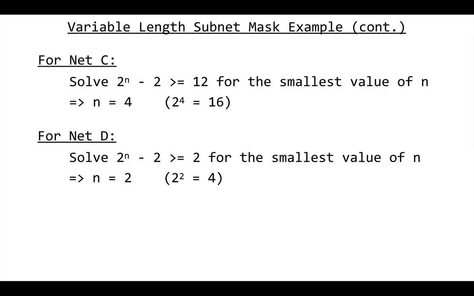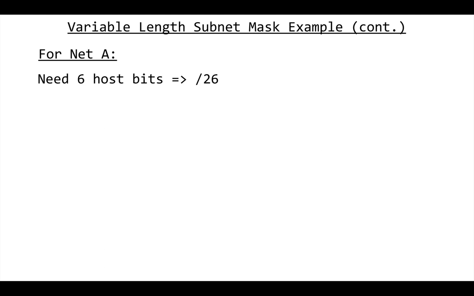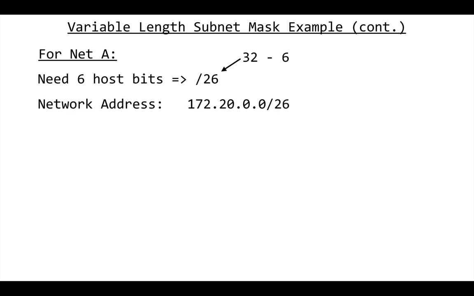So what we need to do is go through network by network and figure out what the network address and broadcast address is going to be. If we do that for network A, we decided that we needed 6 host bits. That is a /26 subnet mask. The reason that it is 26 is because we have the 32 bits of the IP address, and we're going to use the last 6 for host bits. So the subnet mask is /26. The network address is going to be the beginning of the network we were given, so it's going to be 172.20.0.0, but it's going to be /26 instead of the original /16 we were given.